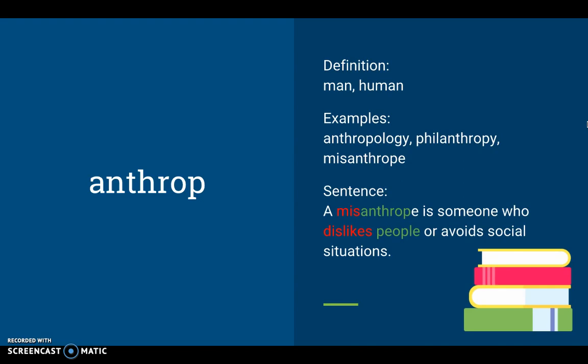So a misanthrope is someone who dislikes people or avoids social situations. So as you can see, we have our root word in green, anthrop, and then our context clue, people, is also in green. So that helps us know that that's the root we're using. And in addition to that, I went ahead and included a word that has one of our prefixes, mis, and you can also see there's our context clue, dislikes. So we know, based on the prefix and the root word, that misanthrope means someone who dislikes people.